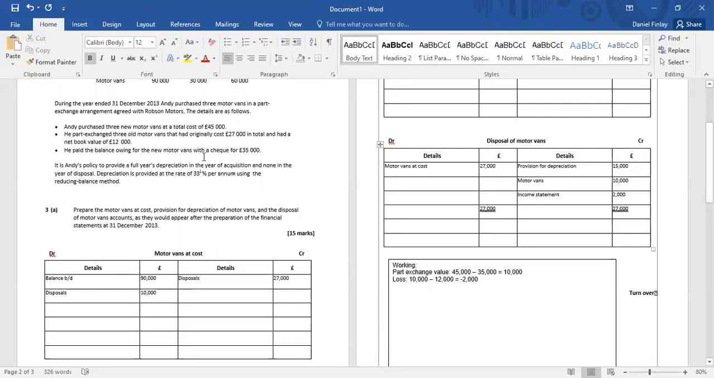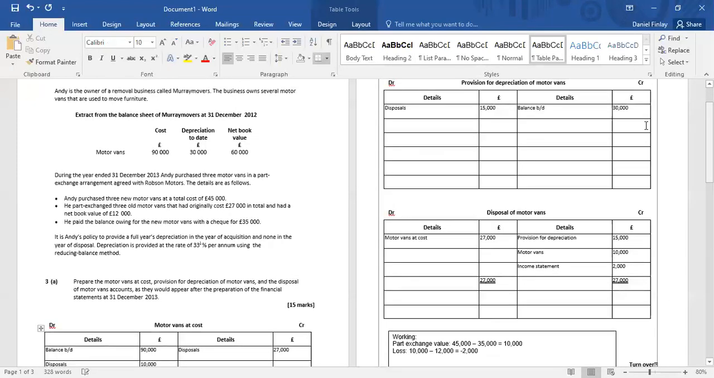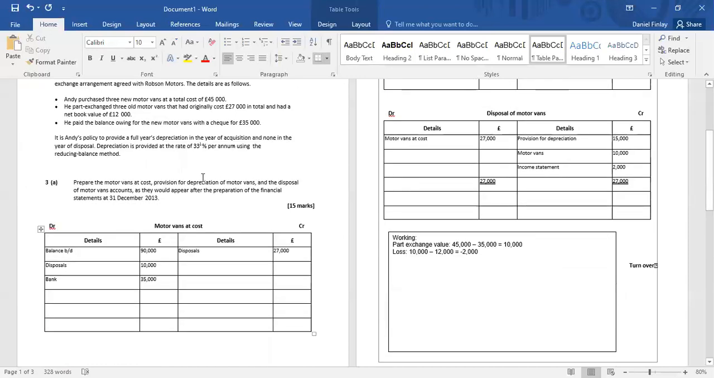So we also paid 35,000 by check. So again, my motor vans has to increase by £45,000 in total. 10,000 come from the part exchange, from the disposals, and the other 35 is going to come from a check. So that means it's going to come from the bank. And if I had my bank account here, it would go on the credit side because there's money out of the bank, but I don't have a bank account on this one.